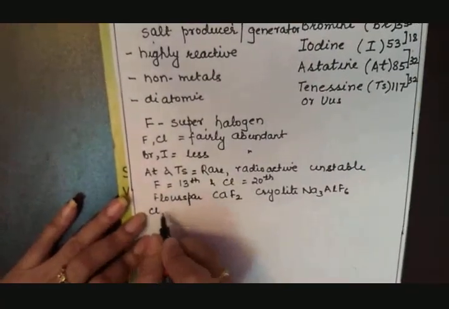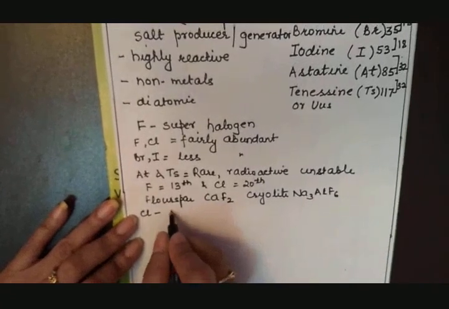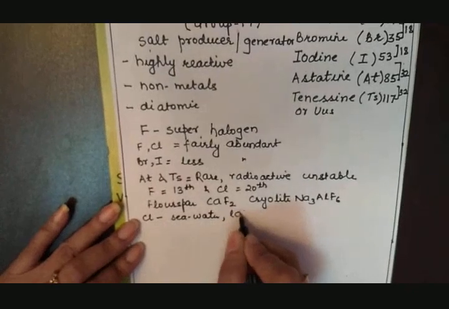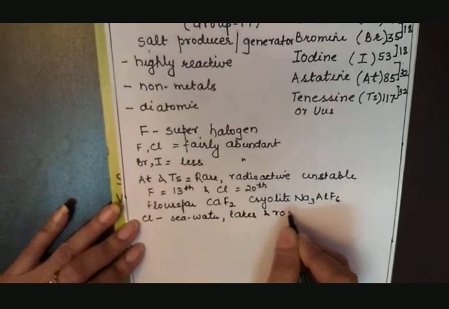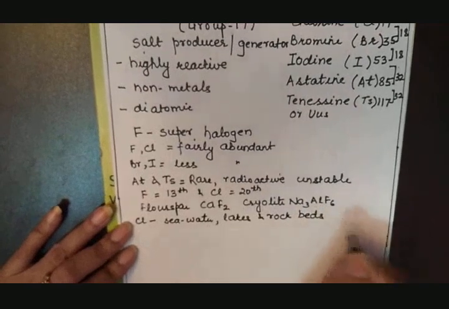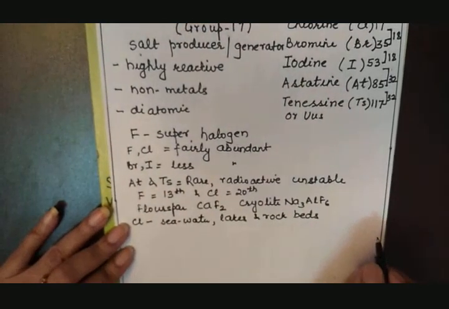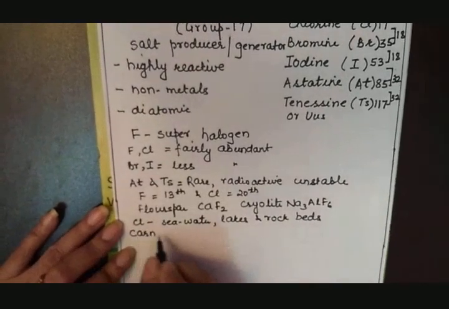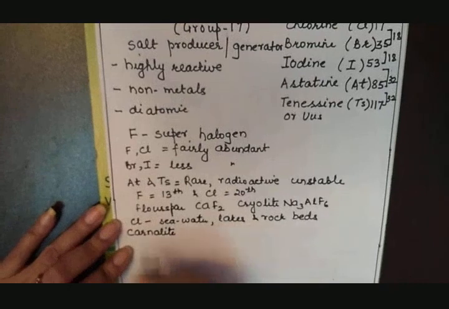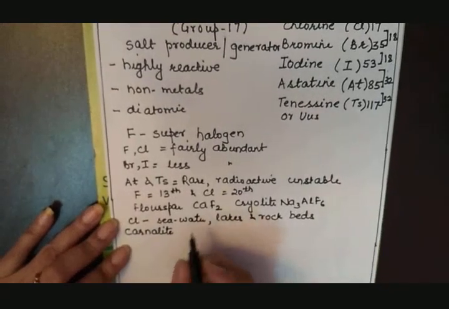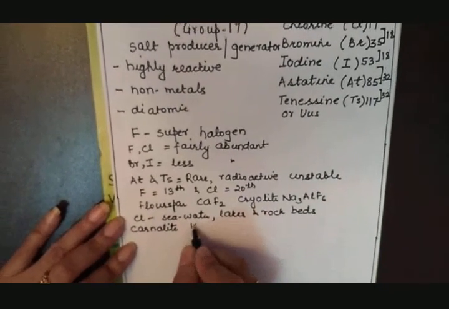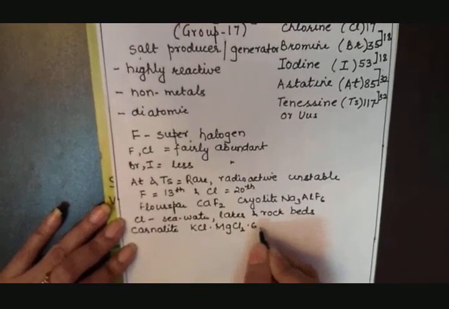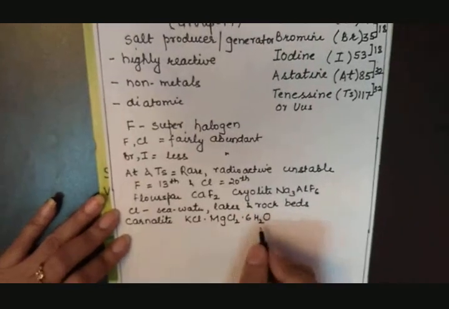Chlorine. Chlorine is present in seawater, sea lakes and rock beds in the form of chloride. The main ores of chlorine are carnallite. Carnallite, we have already discussed this ore in potassium in s block. The formula is KCl.MgCl2.6H2O. This is also a double salt.